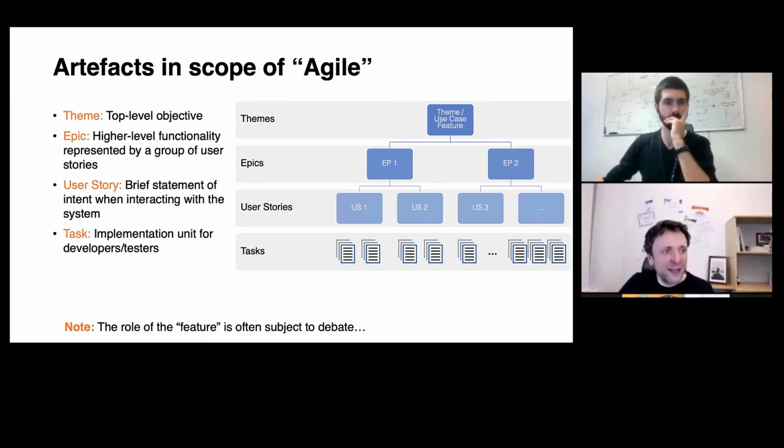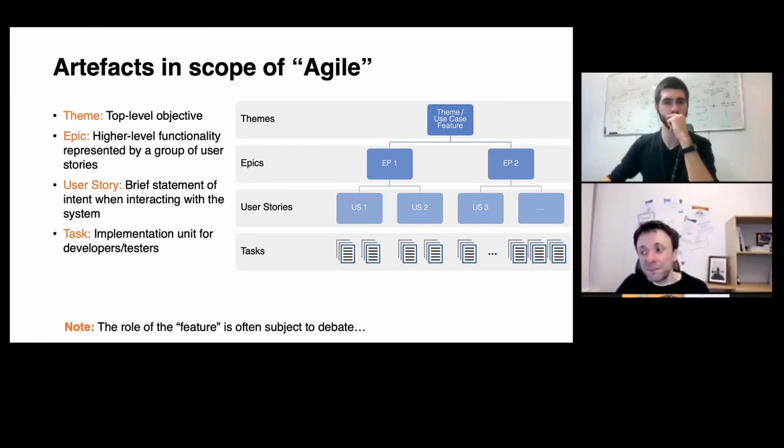An epic is a high-level functionality represented by a group of user stories. So it abstracts from multiple user stories to one. You can probably already see where I'm going with this. A user story itself is a brief statement of intent when interacting with the software system. So here I take again the user perspective on the interaction with the software system, and a task is an implementation unit for developers and testers. In our case, it would be a feature, something that I tend to define during the sprint planning, implementation units.